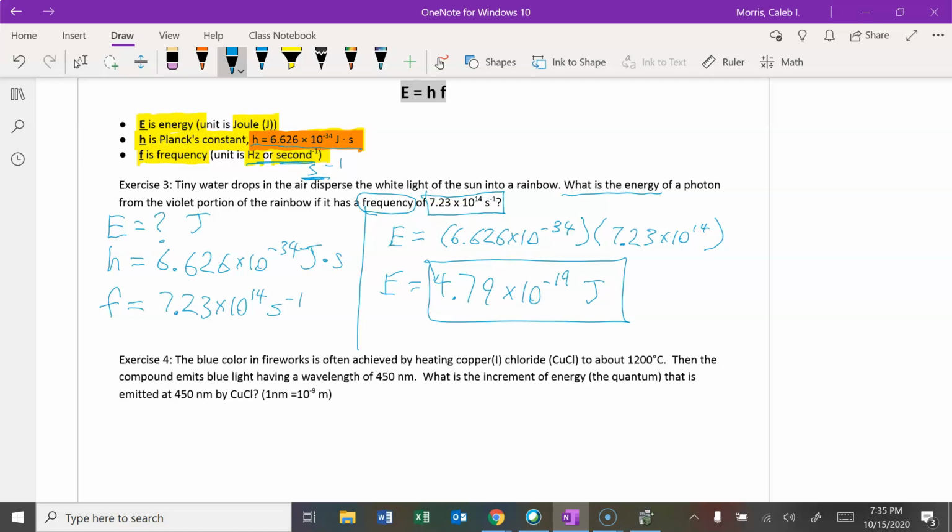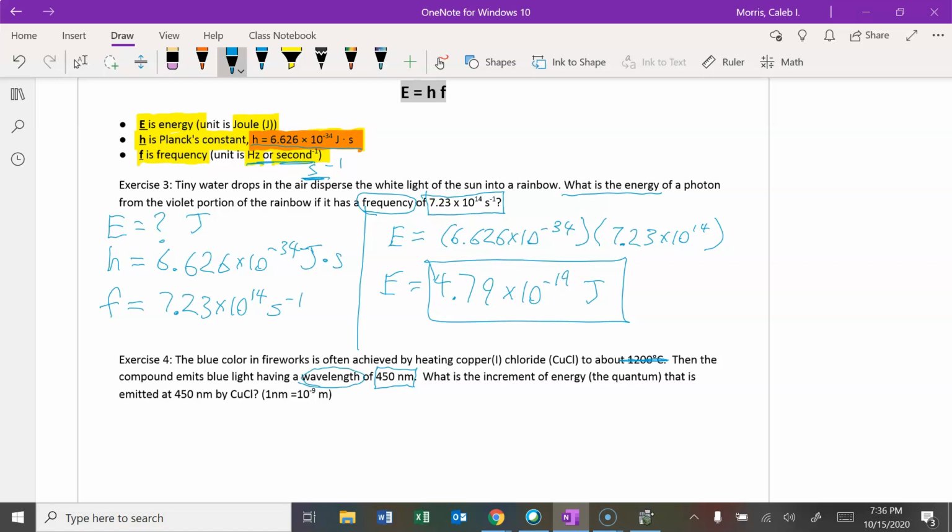So it tells me the blue color in fireworks is often achieved by heating copper chloride to about 1200 degrees Celsius. Well, that's a number, but I haven't even talked to you about any reason that we would use that, so we could actually cross that out. It's probably a distractor. Then the compound emits blue light having a wavelength of 450 nanometers. There's that word wavelength. Okay, we talked about wavelength.